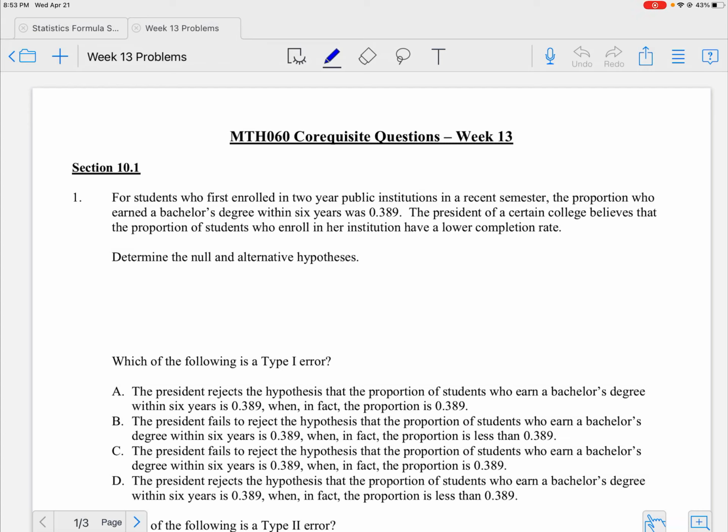All right, you guys. The beauty of technology, right? We're able to go through this stuff even when we don't get to see each other. So we're starting off here at 10.1. We're going to cover all of chapter 10, but let's start here with 10.1.